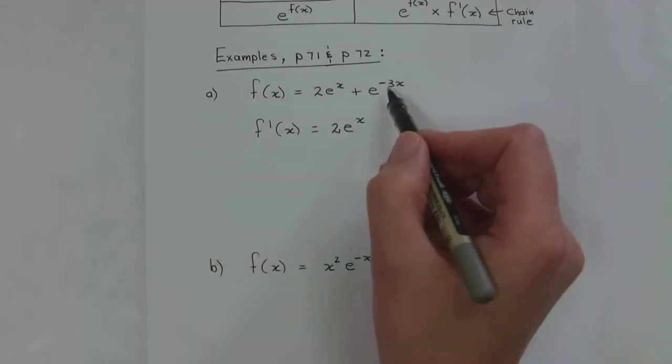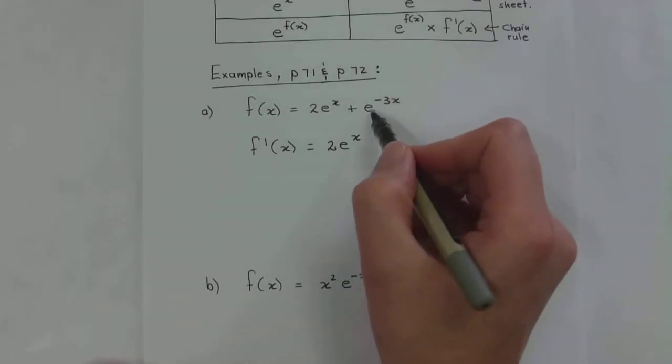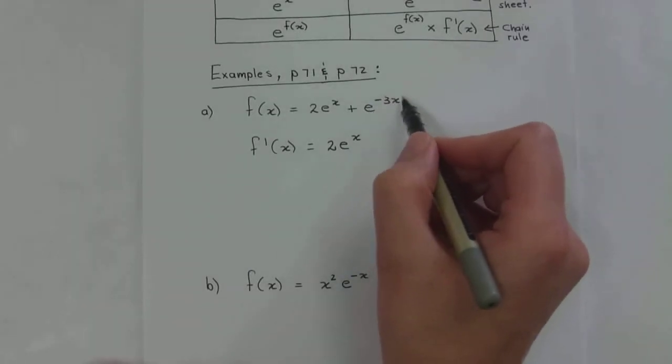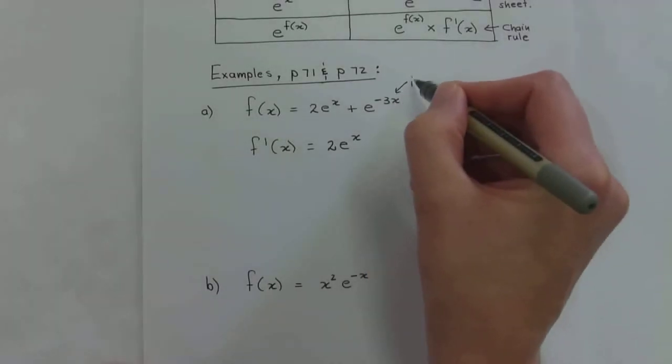Now, this is the part we discussed up over here, where we said, if we have e to the power of, in this case, negative 3x, that negative 3x is then my inside function.